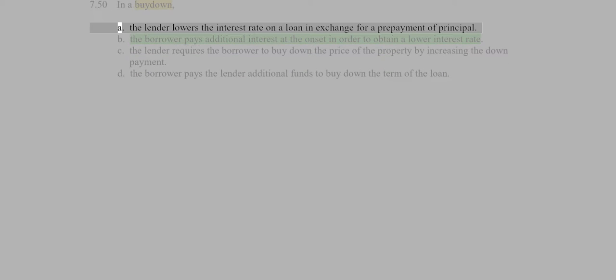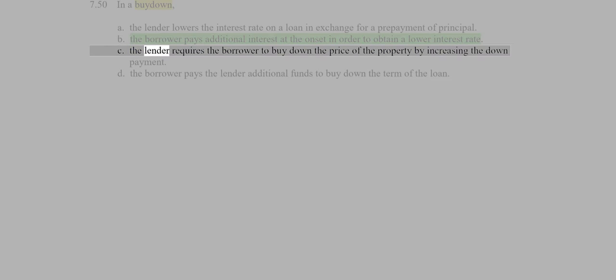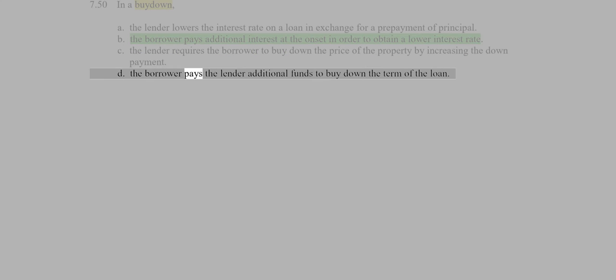7.50 In a buydown, A. the lender lowers the interest rate on a loan in exchange for a prepayment of principal. B. The borrower pays additional interest at the onset in order to obtain a lower interest rate. C. The lender requires the borrower to buy down the price of the property by increasing the down payment. D. The borrower pays the lender additional funds to buy down the term of the loan.